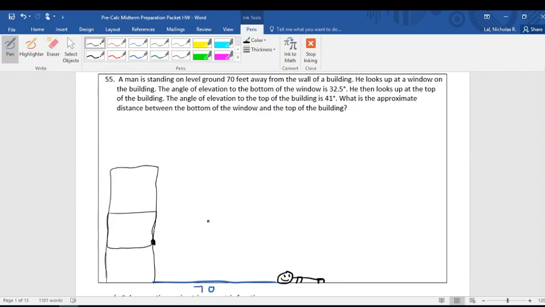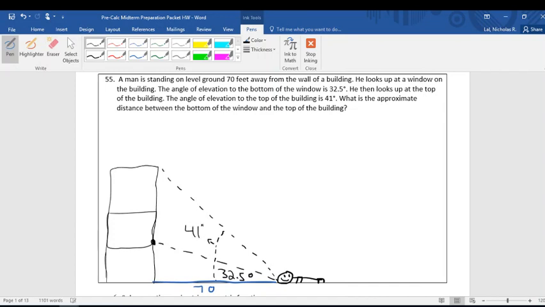All right. So we're looking at the angle of elevation to the bottom of the window and the top of the building. So let's look at this angle. The angle from the bottom of the window from the man is 32.5 degrees. There's a second angle, which is to the top of the building. That total angle is going to be 41 degrees. Obviously, this triangle is not to scale.